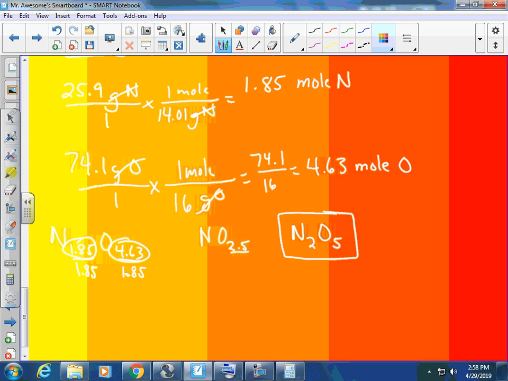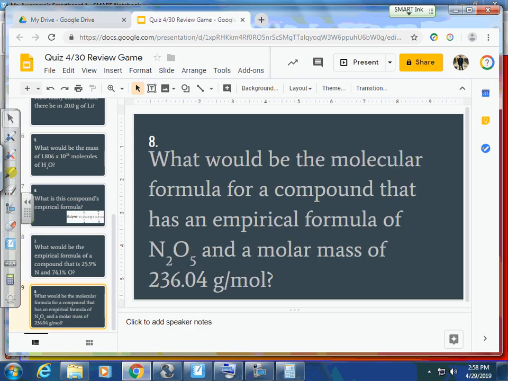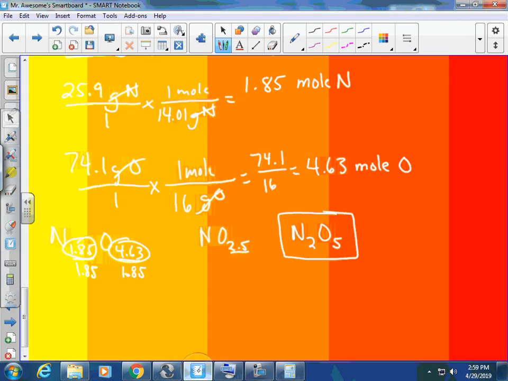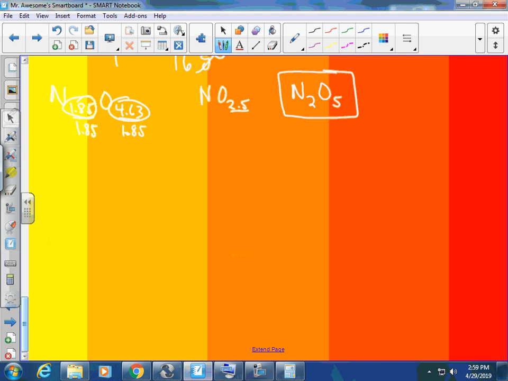Now, in the next question on the review, I use that N2O5. I say, what would be the molecular formula for a compound that has an empirical formula of N2O5 and a molar mass of 236.04 grams? All right, so the empirical formula is just the simplest ratio. It's not the actual compound. It's not saying that the compound necessarily has 2 nitrogens and 5 oxygens. It's just saying that the ratio of nitrogen to oxygen in this compound is 2 to 5.